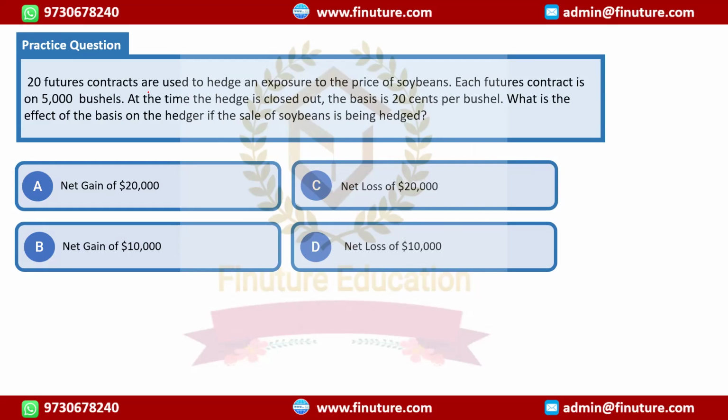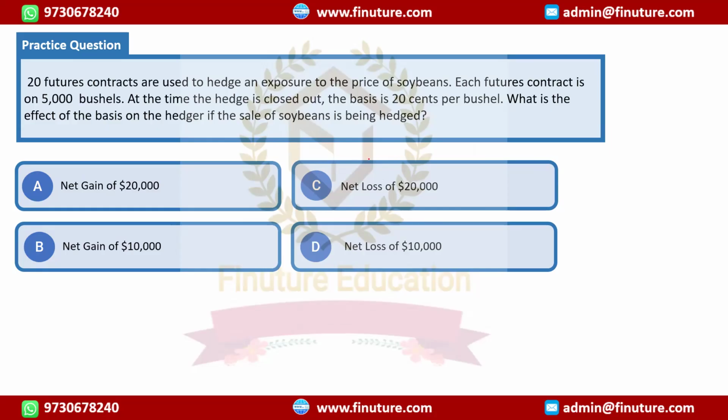20 futures contracts are used to hedge an exposure to the price of soybean. Perhaps there is some farmer who is expecting a soybean crop in the near future. So he has hedged that price risk using 20 futures contracts. Each futures contract is of, say, 5,000 bushels. So the contract size is 5,000.